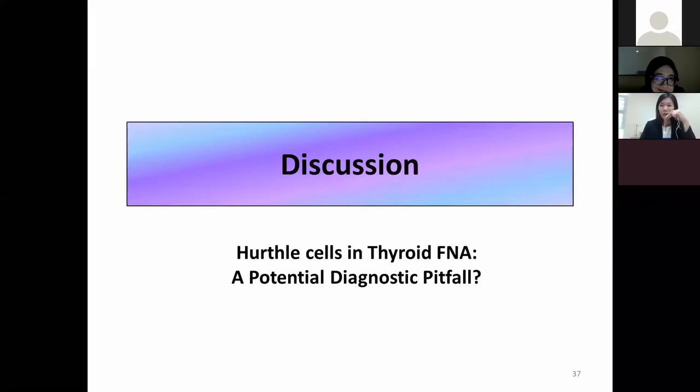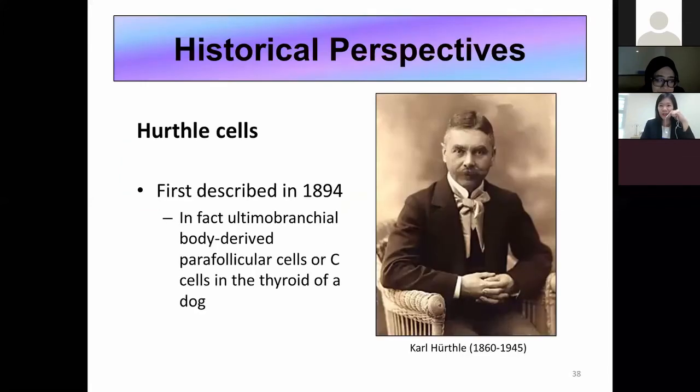Right, so I'll go on with some quick discussion. Hürthle cell in thyroid FNA. I think it's already been discussed clearly and thoroughly by Prof. Sharifa earlier, so I'll just go on very quickly. Hürthle cell was first described way back in 1894, before we were born. It was initially describing the parafollicular C cells in the thyroid instead of the follicular-derived cells.